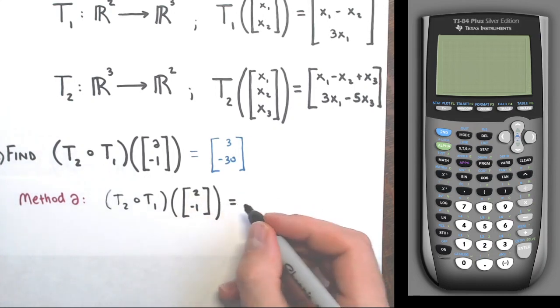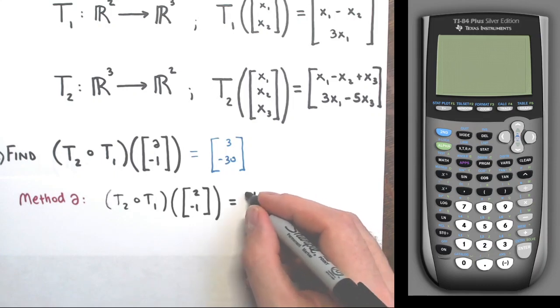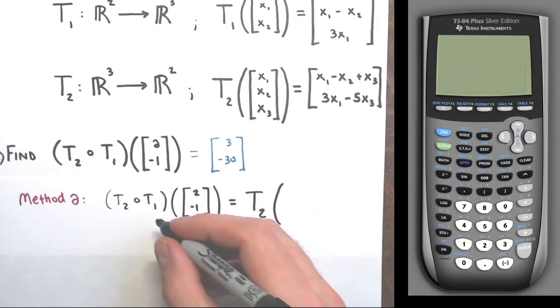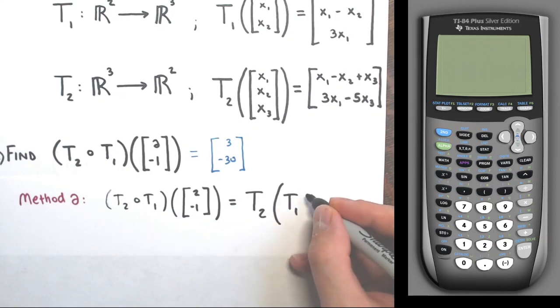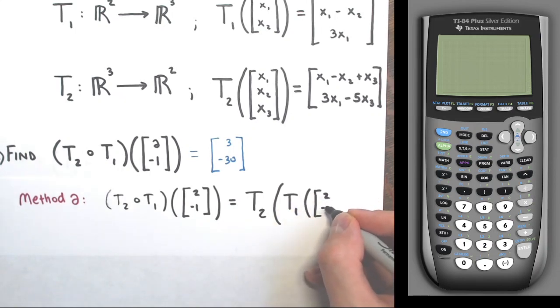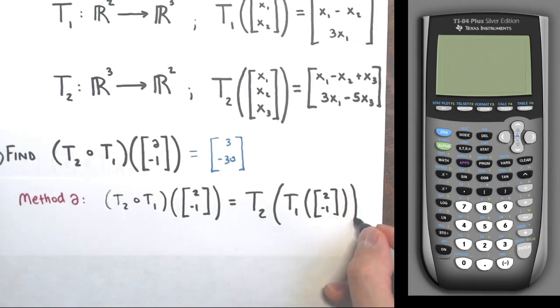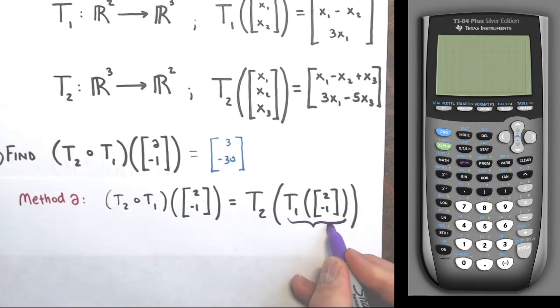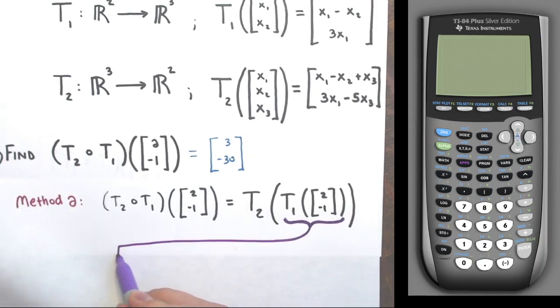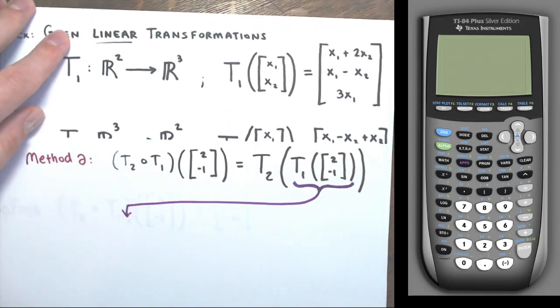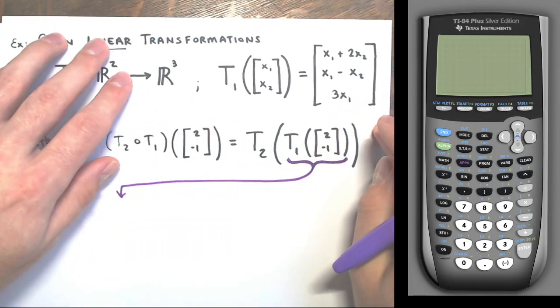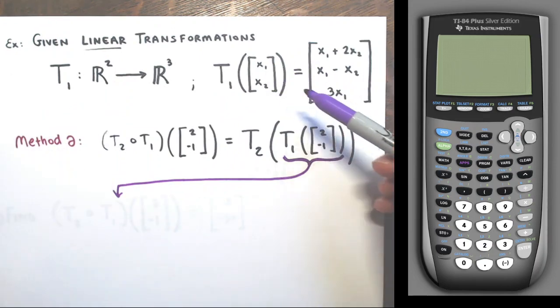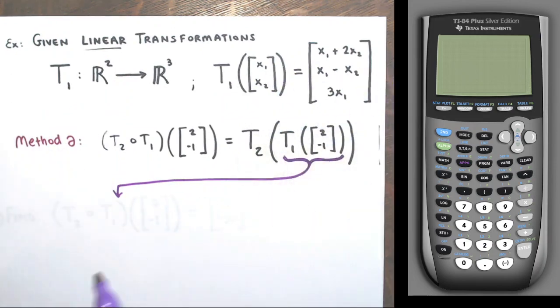All right, again, remember how this is defined. This tells me to take T2 at T1 at the vector 2, -1. Lots of parentheses and brackets, I know. So I take the vector 2, -1, and I apply transformation 1 first. All right, let's take this over here. What's transformation 1? It's this. So instead of x1, x2, I have 2 and -1, right, applying transformation 1.